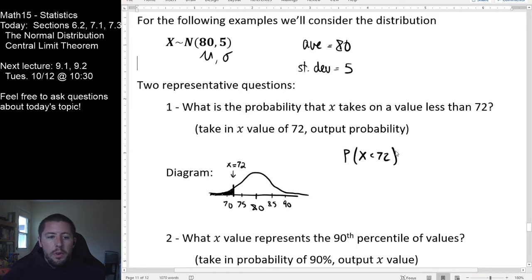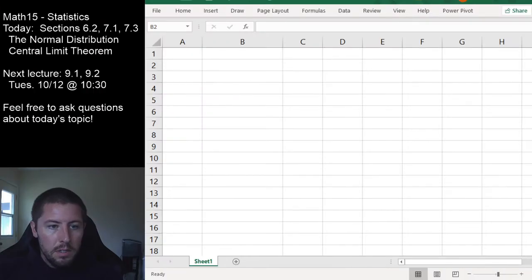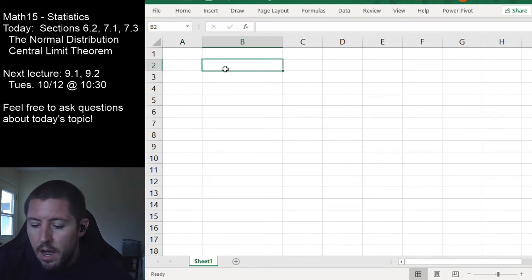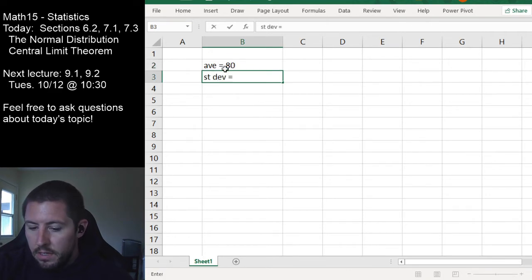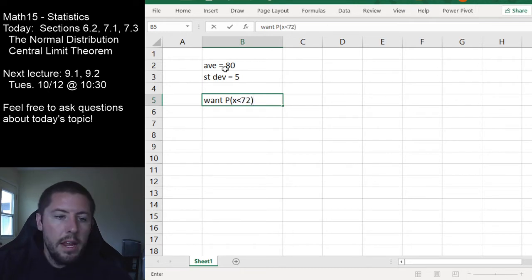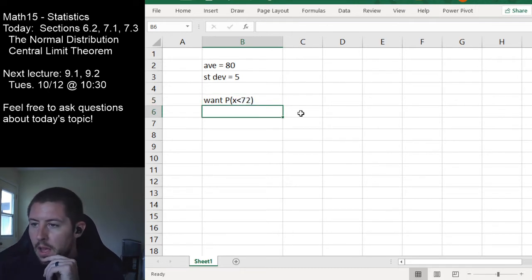So what we're going to do is pop over into Excel and go ahead and answer this question here. So over in Excel, let me bring up some Excel stuff here. So we're over in Excel, and let me just give the information that we've seen here. We have seen that our average is 80. We've been given that our standard deviation is 5. And we want the probability that x is less than 72 right here. That's the thing of interest here.